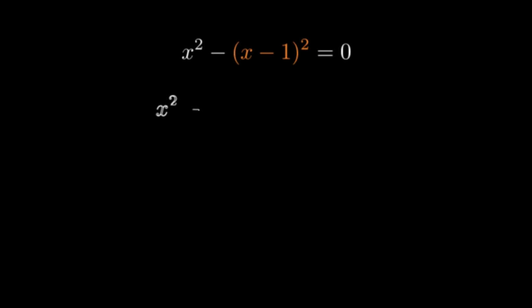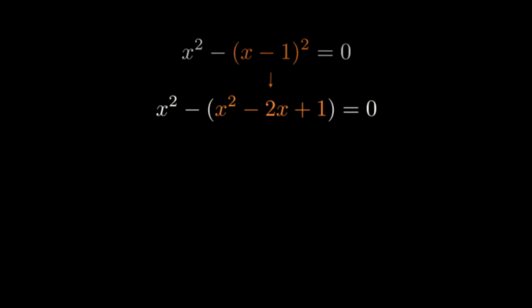Remember that when we square a binomial like x minus 1, we apply the formula: the first term squared minus twice the product of the terms plus the second term squared. So x minus 1 squared equals x squared minus 2x plus 1. This expansion is a direct application of the binomial square formula. A minus b squared equals a squared minus 2ab plus b squared. In our case, a is x and b is 1.